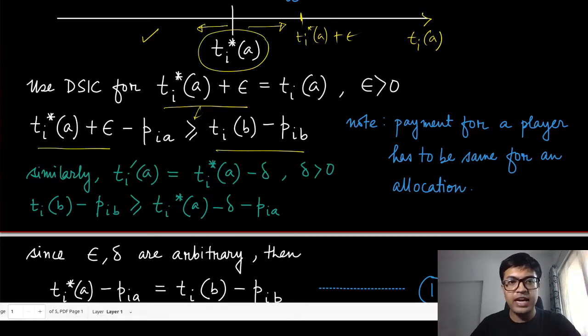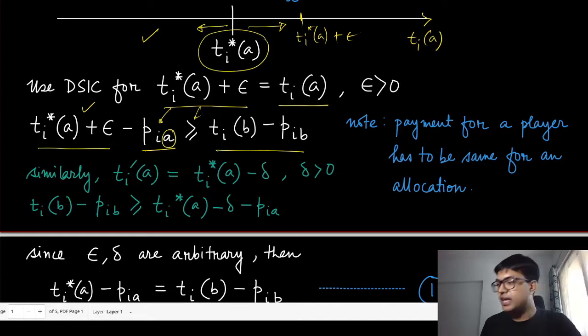So I had asked you to prove this. Maybe you can go back to that exercise again and see that whenever you are changing, as long as the outcome remains the same as A, it is going to be the same payment. So we can, without loss of generality, just mention the payment with respect to the allocation itself. So this is one observation, and this inequality is due to DSIC. So this is when your true type is slightly above Ti star A. So the outcome, if you reveal it truthfully, the outcome becomes A.